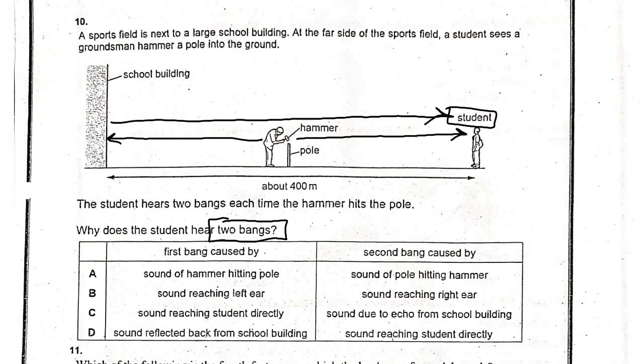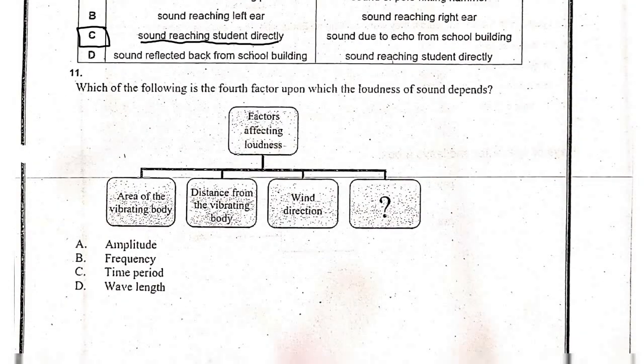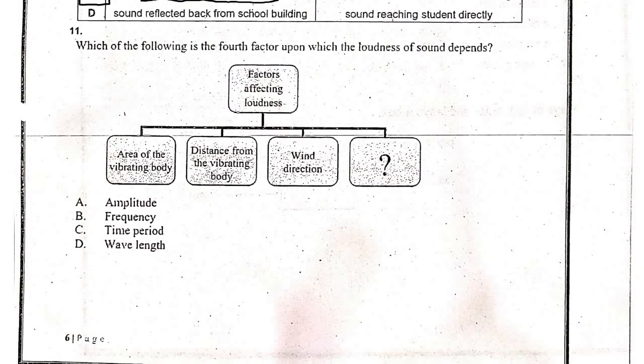So the first bang is caused by the sound of the hammer hitting the pole, and the second sound is due to the echo from the school building. So option C will be the right answer. The first bang is the sound reaching the student directly, and the second bang is due to the reflection of sound, or echo of sound, from the school building. Then we have question number 11.